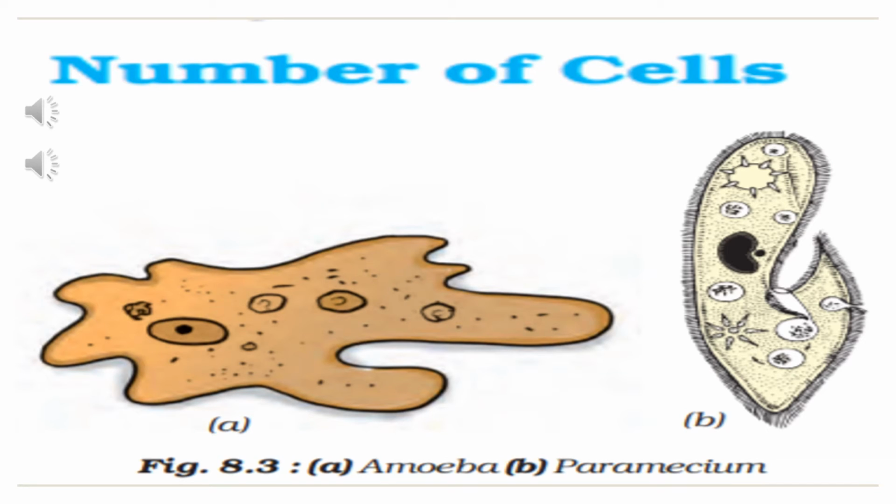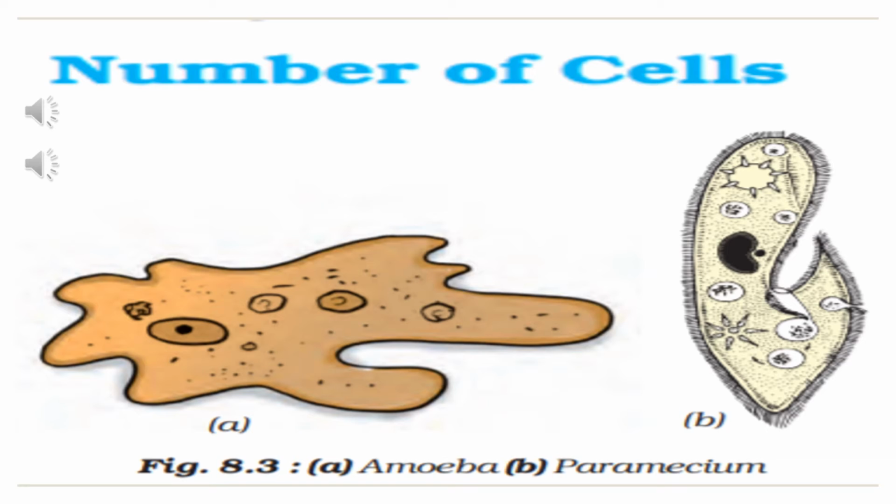There are millions of living organisms in this world. They are of different shapes and sizes. Their organs also vary in shape, size, and number of cells. So let us study some of them, children. The first topic we are going to see is the number of cells.